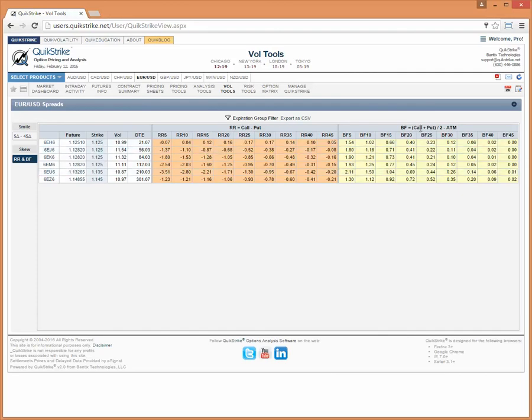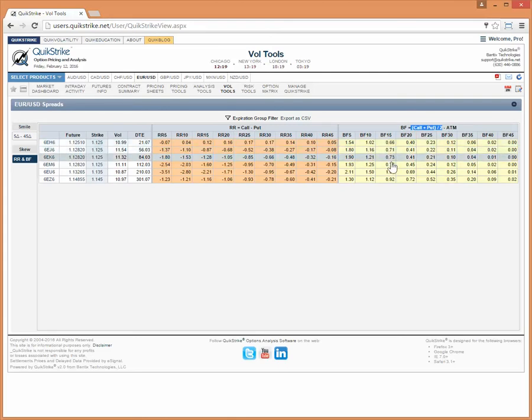Over here on the butterfly side, you see the equation: call plus put divided by 2 minus the at the money. So we're taking the call volatility and the put volatility and taking the average, dividing by 2, and then subtracting the at the money volatility. This is going to tell us, are the wings, the call and the put, the out of the monies, more expensive than the at the money in terms of volatility?